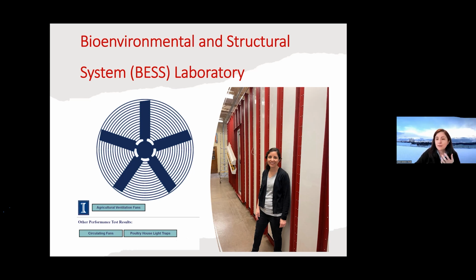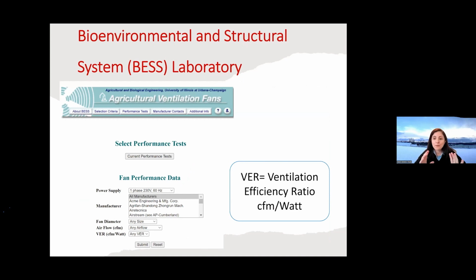If you Google BESS Lab, probably the first link that comes up is their website. You will see they have tabs for ventilation fans and tabs for circulating fans. Once you click them, you will see a window like this. You can choose current performance tests, or you can reach their archive. They have a very big archive.